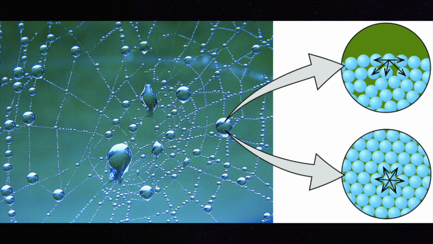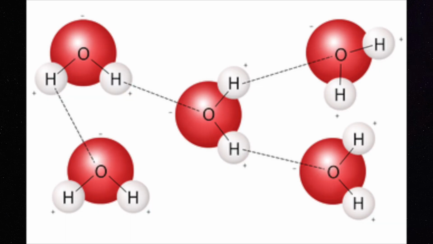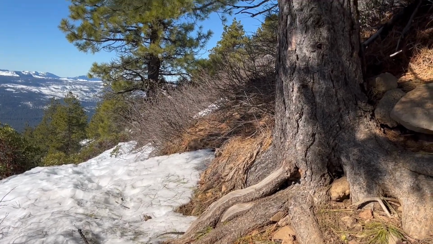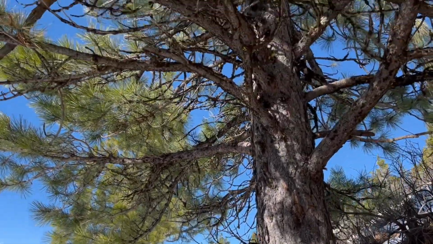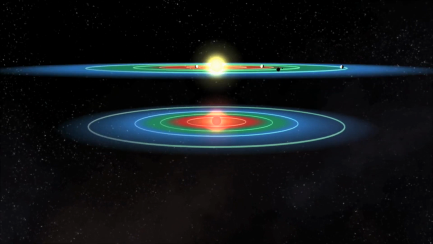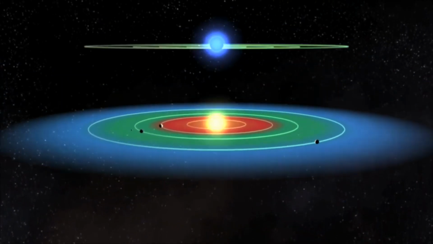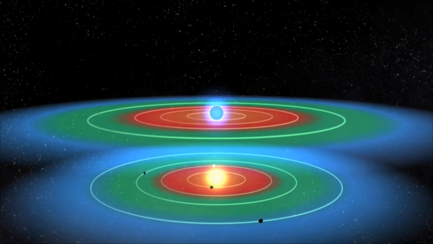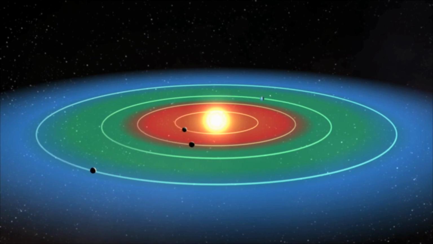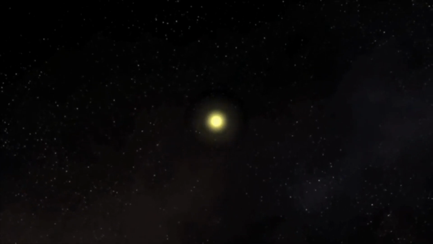Water also has a high cohesion. Water sticks to itself, making it easier for life, like tree roots, to absorb water. Water also exists as a liquid in places where there's enough heat energy to support life. The region around stars where water can be in its liquid form is called the Goldilocks zone. Not too hot, not too cold. Just right for life.